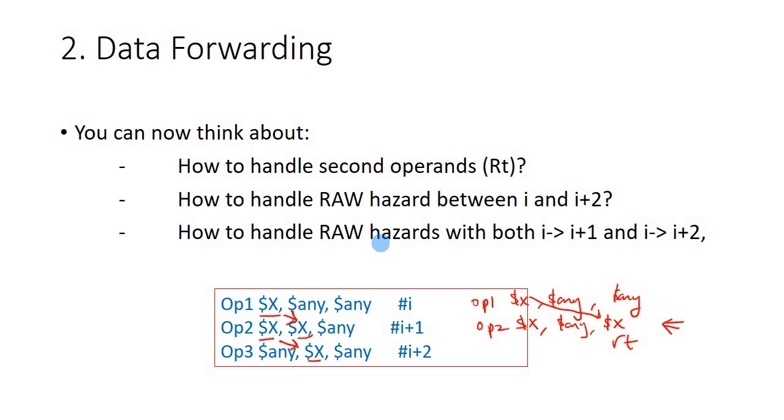So in the next video, we will be exploring how data forwarding mechanisms as well as control hazard mechanisms can change the way a sequence of instructions is going to be executed. We will discuss more on that in the next video.